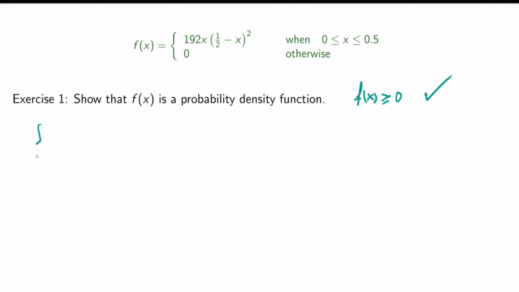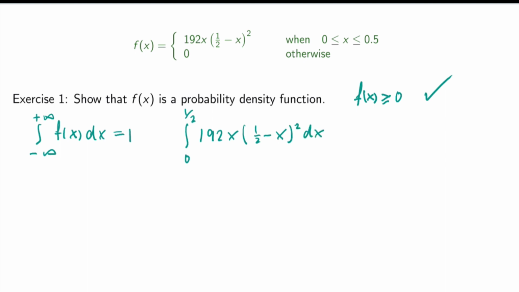A little bit more work is the condition that the integral from minus infinity to plus infinity of f of x dx is equal to 1. Okay, let us check this. Now, this is a general formula, minus to plus infinity, but our nitrogen concentration will never be a negative number. And also from our definition, we see it's only defined really between 0 and 0.5. So in our case, we compute the integral from 0 to 1/2 of 192x times (1/2 minus x) squared dx. We have to integrate this.